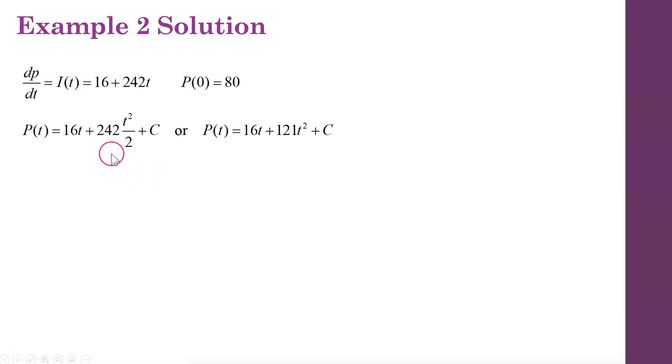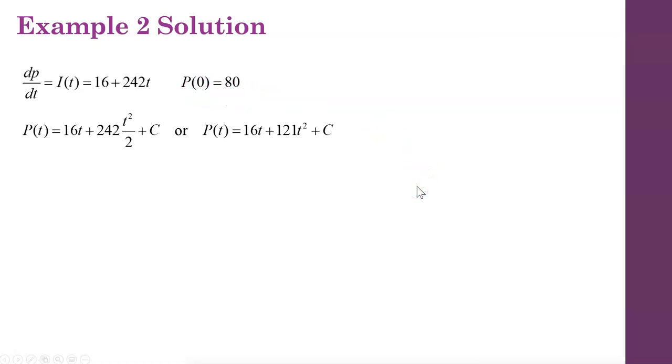And we can simplify this. 242 times t squared over 2 can become 121, just reducing 242 and 2. So now I have a general equation for the population. Next thing we have to do is try to find out what the constant c is. And then we're going to use this initial value to do that.